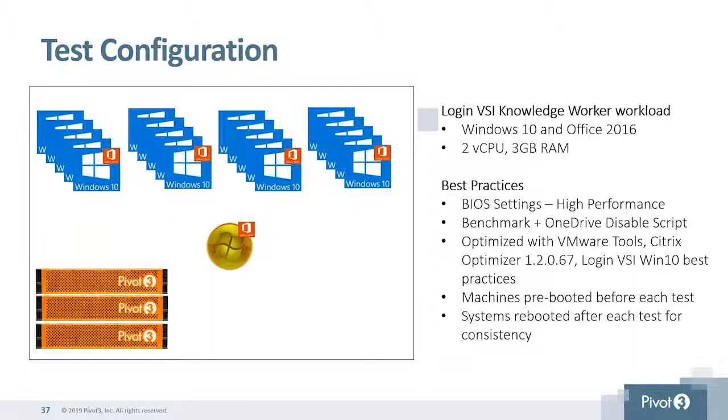And then a couple of requirements are set by Login VSI and the way they run their validated programs: the machines must be pre-booted before each test, and then the system must be rebooted between tests, and that ensures stability, reliability and consistency between test runs. In order to get validated by Login VSI, we did have to submit 3 validated test results that were very similar in the test results that we achieved. Next slide.